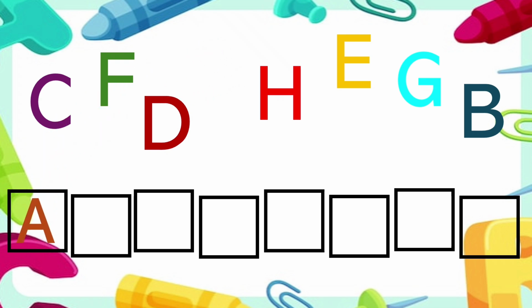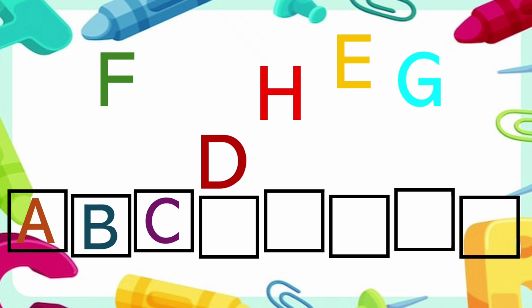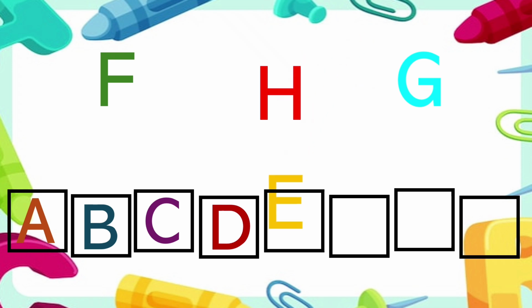What will come next? Yeah, it's B. Great job. What will come next? Great, it's C. Which letter will come next? Yes, it's D. Now, who will be the next? Correct, it's E.